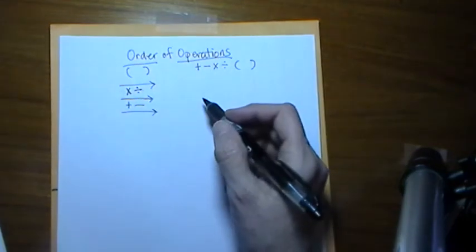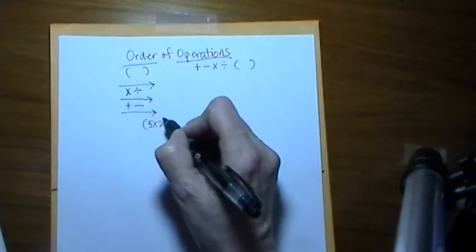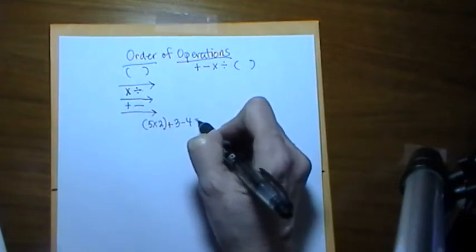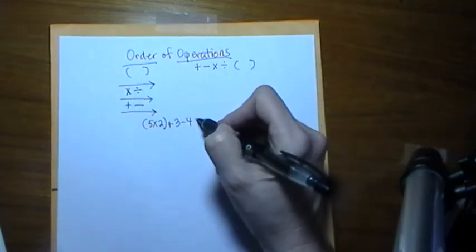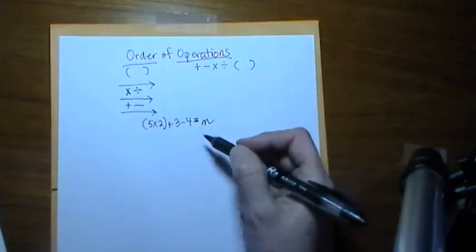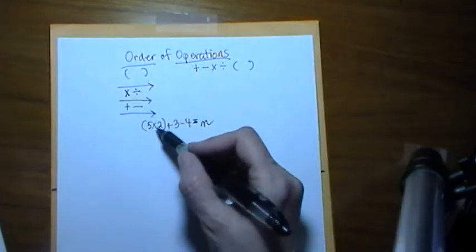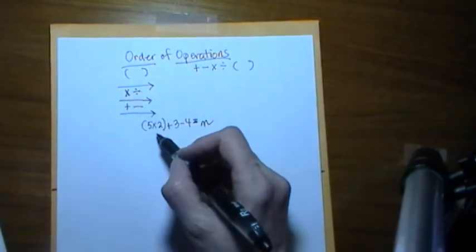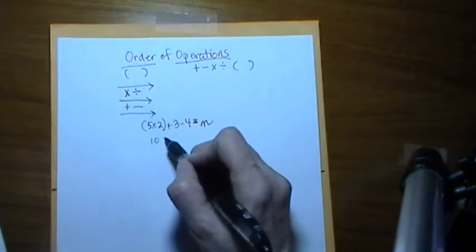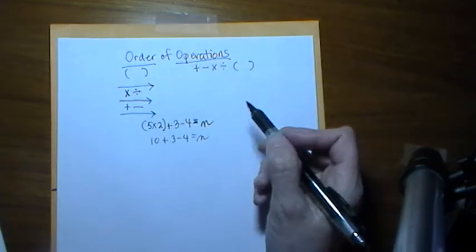So let's take an equation like this one: (5 times 2) plus 3 minus 4 equals n. We know it's an equation because there's an equal sign and a variable. So the order of operations tells us to do what's in parentheses first. So 5 times 2 equals 10, plus 3 minus 4 equals n.